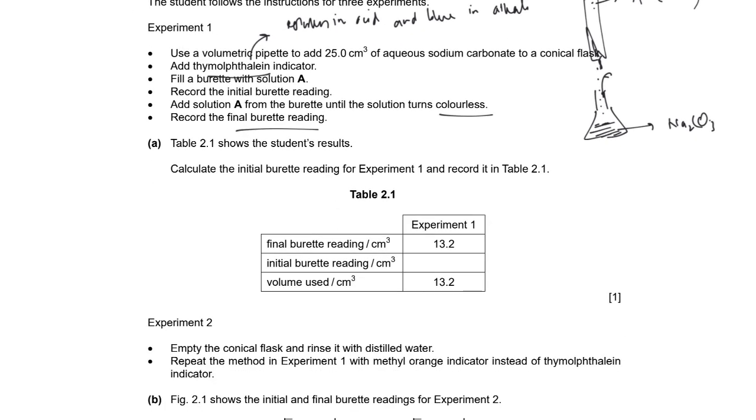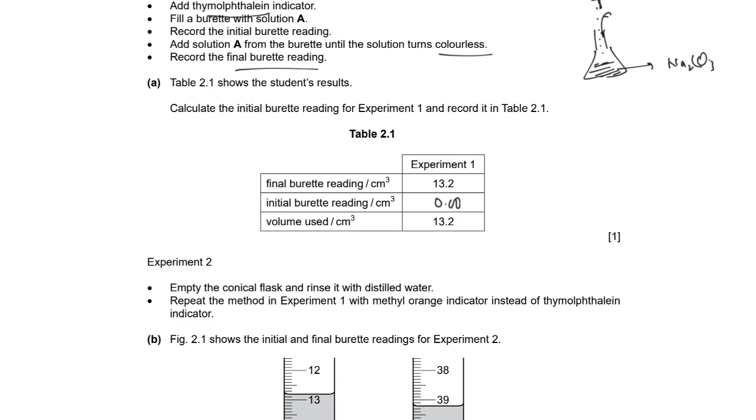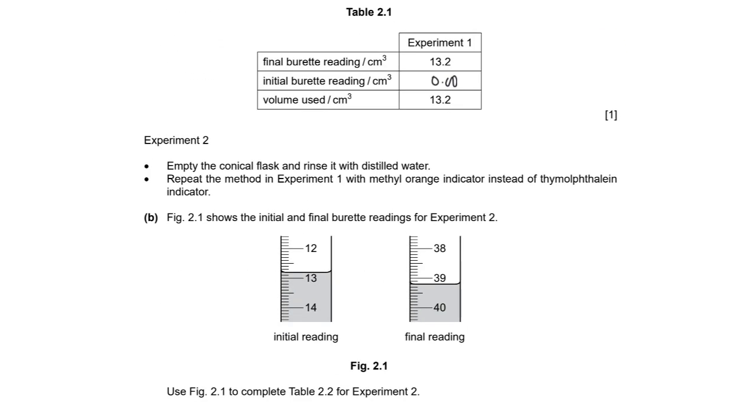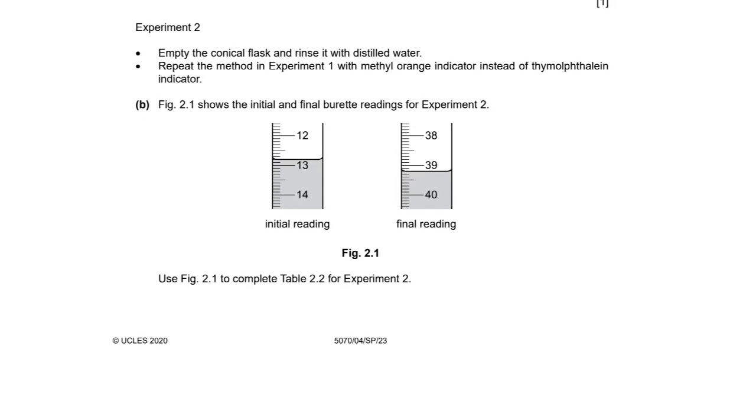Okay. So what will be the initial burette reading? You'll have to put it here. Initial burette reading obviously would be 0.00. Okay. In experiment 2, empty the conical flask and rinse it with distilled water. Okay. The conical flask that contained sodium carbonate basically. Now repeat the method in experiment 1 with methyl orange indicator. Now you added methyl orange indicator instead of thymophthalein in the conical flask. So initial reading was this and final reading was this.